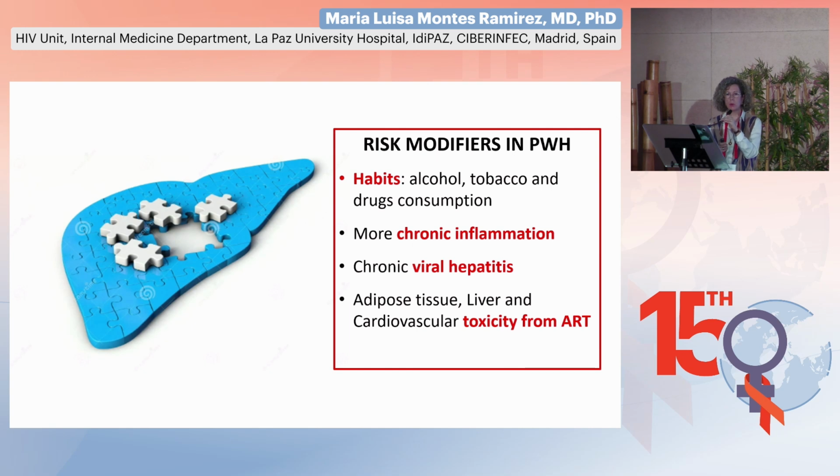In addition, we have to keep in mind that people with HIV have risk modifiers. Like habits, they have more alcohol, tobacco, and drug consumption. They have more chronic inflammation. They have higher prevalence of viral hepatitis and the toxicity from antiretroviral therapies in different tissues and organs.